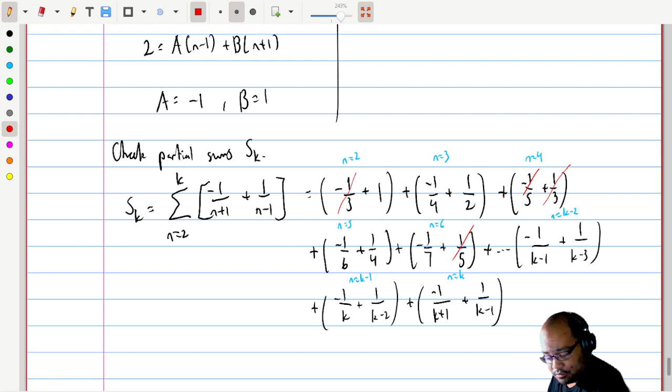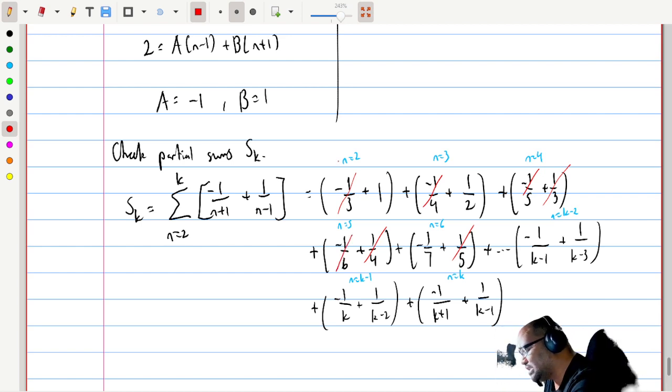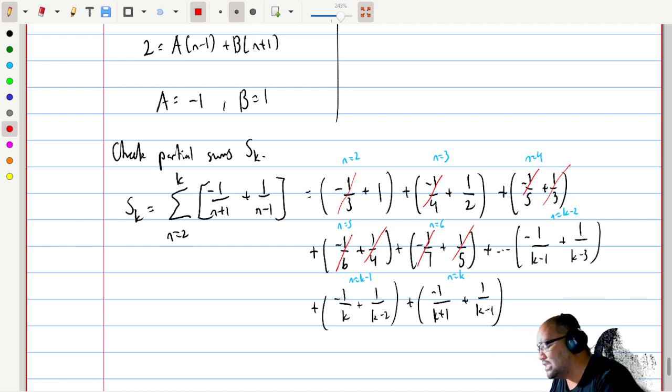Let's see if we can make sense of this. Minus 1/3, minus a fourth, minus a fifth. Which terms survive? Well, I know the 1/4 goes away: minus a fourth plus a fourth. If you explore with specific values of k, you'll see which terms survive for real. The minus 1/6 will cancel with something here, so we'll have minus 1/7. But in the tail, notice that I have minus 1/k minus 1, and then a plus 1/k minus 1.